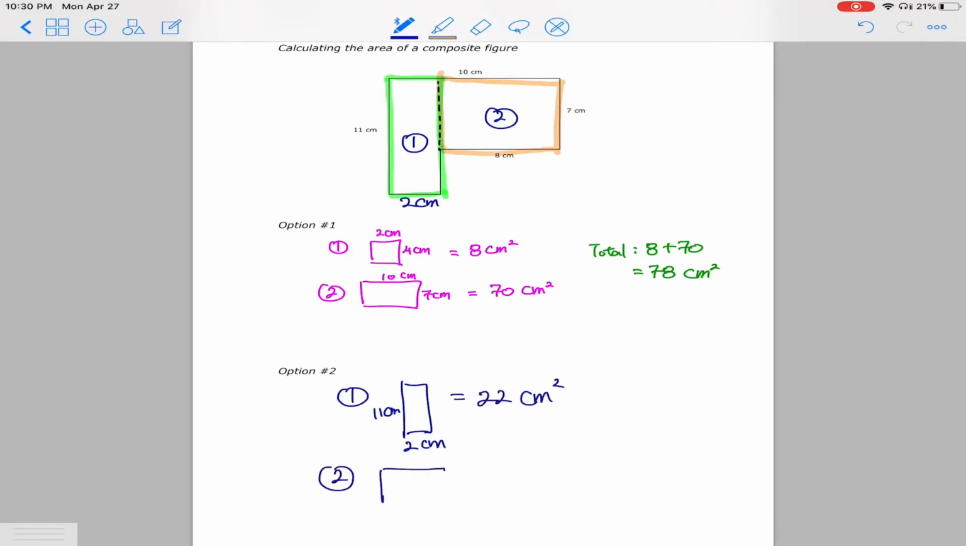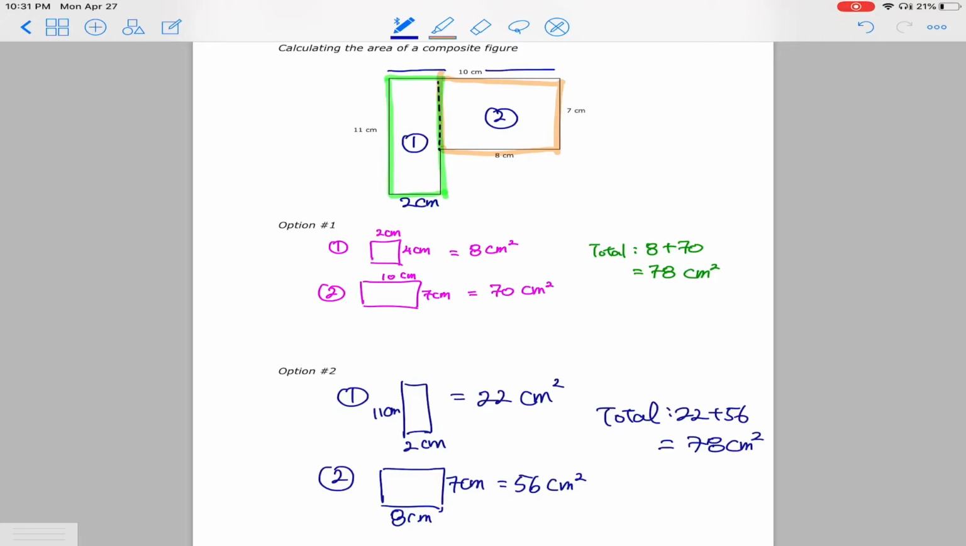Option 2, which is the brown one on the right side, is then 8 centimeters down here and 7 centimeters on the side. Again, remember the 10 is the whole upper side, not just the brown side. So be really careful with this. And that gives me 56 centimeters squared. So then the total is 22 plus 56, and that also gives me 78 square centimeters. And as you can see, the total ends up being the same.